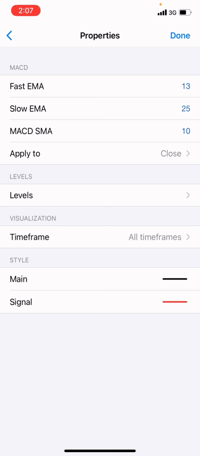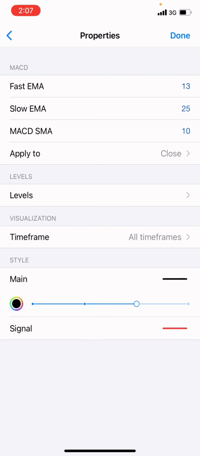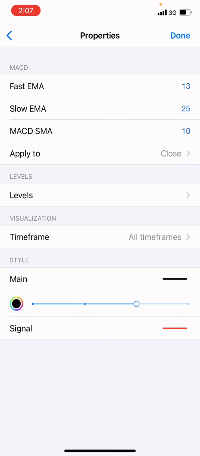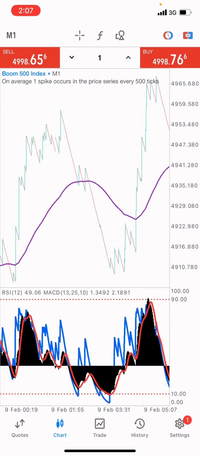Then the time frame should be on all time frames. The color of the style is going to be black, and not any other color. You put it on 3 pixels. The signal is going to be red and on 3 pixels. You use the straight line pattern. The pattern of the line has to be straight, so that you can see the chart clearly. Then we click on done.